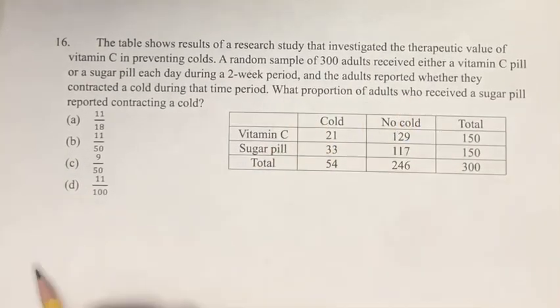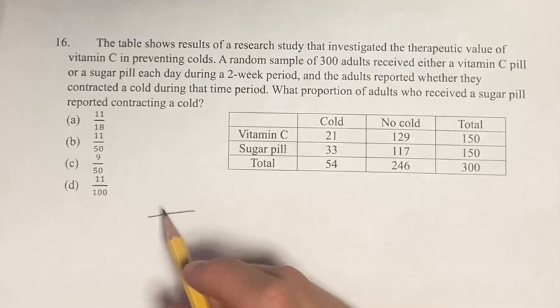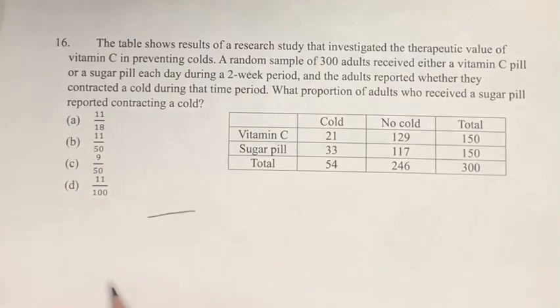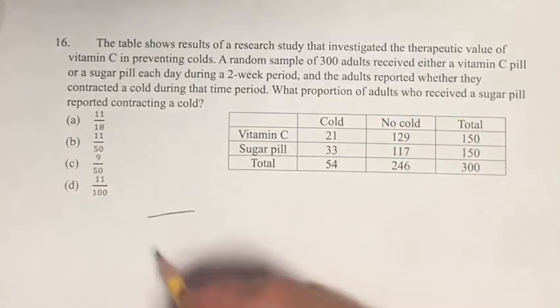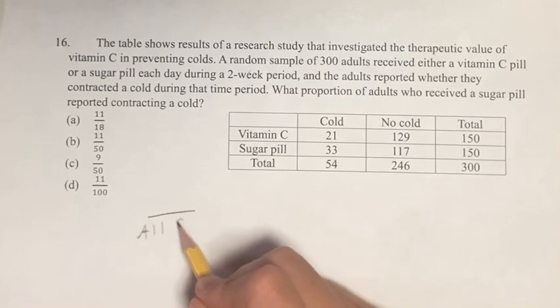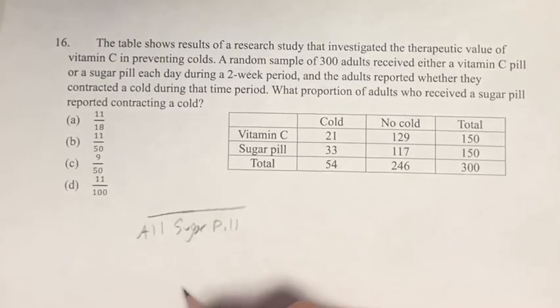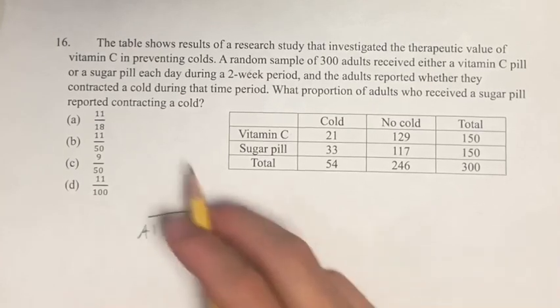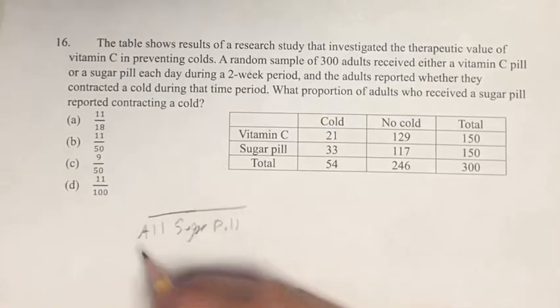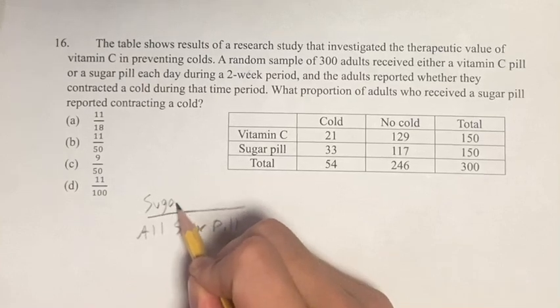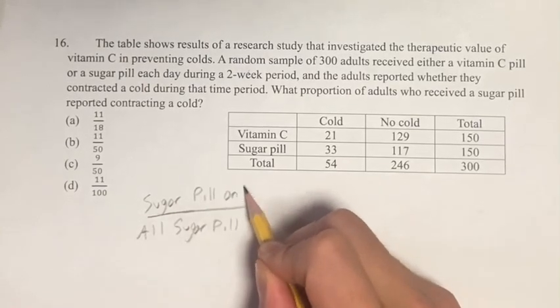So the proportion here is going to be out of the people who received a sugar pill, right? So dividing by all sugar pilled people, right? How many of those contracted a cold? So the number on top is going to be the people who had a sugar pill and a cold.